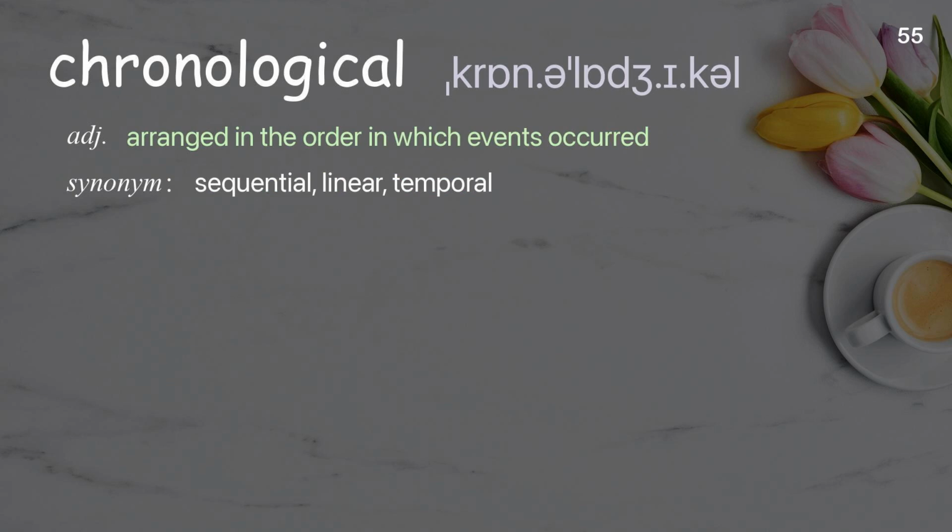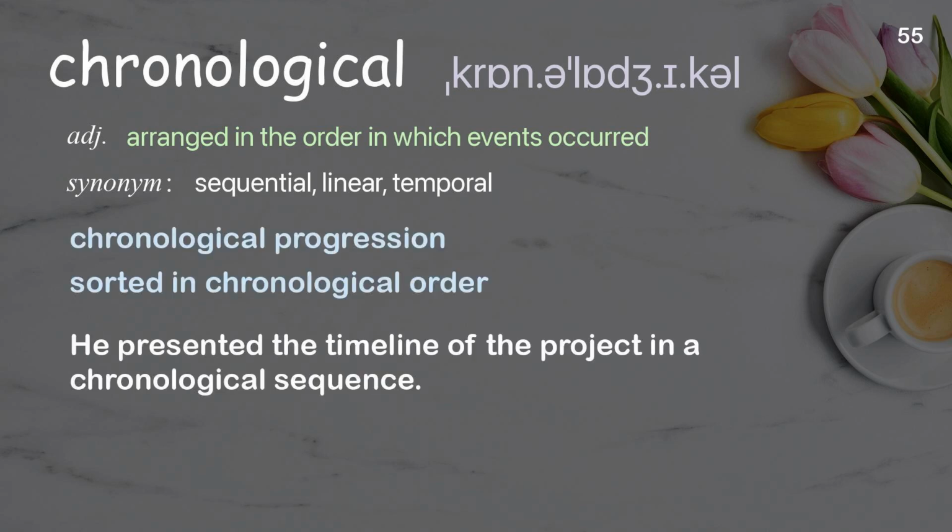Chronological. Arranged in the order in which events occurred. Examples: chronological progression, sorted in chronological order. He presented the timeline of the project in a chronological sequence.